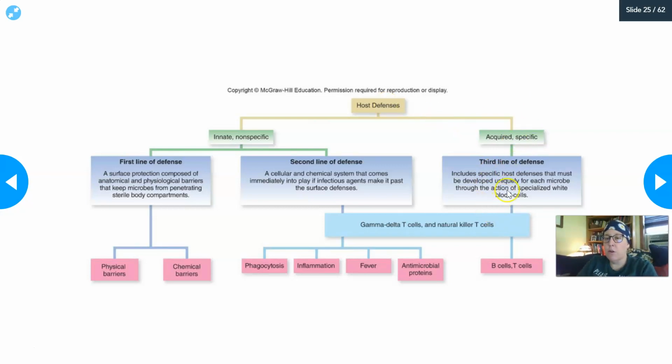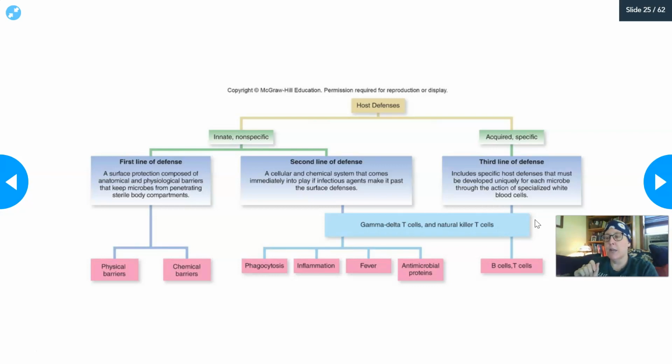And then your third line of defense includes specific host defenses that have to be developed. They're unique for each microbe. They work through the action of specialized white cells, which are lymphocytes, and B and T cells are involved in that. This is what causes you to produce antibodies, and the antibodies are very specific.